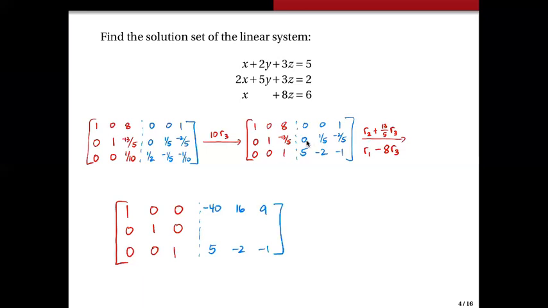For this, we will have 0 plus 13 over 5 times 5. So this is just 13. Okay? So 5 times 13 over 5, that's just 13. So 0 plus 13, we'll get 13.